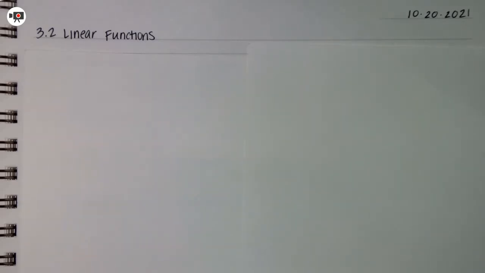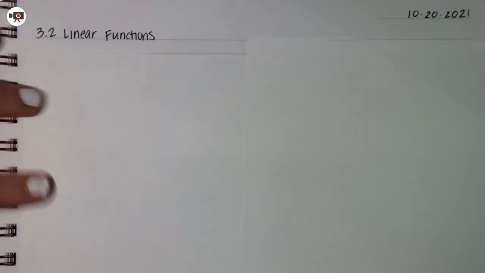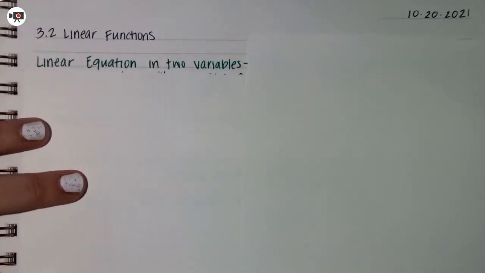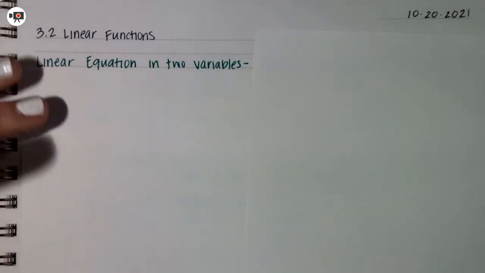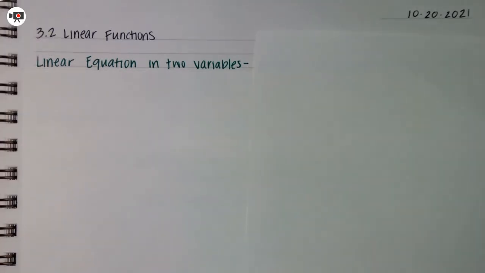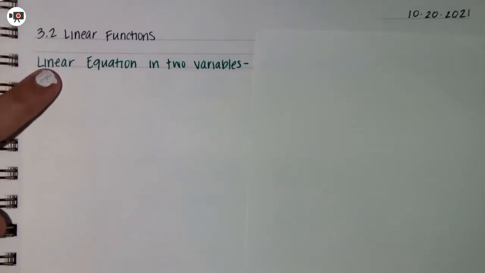Okay, we're going to talk about linear functions. So we're going to start with a few terms. So we have linear equation in two variables. We've looked at linear equations. That is like y equals mx plus b. It is an equation that when you graph it, you get a line. Hence the word linear has the word line in it.